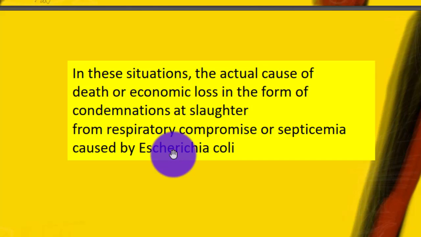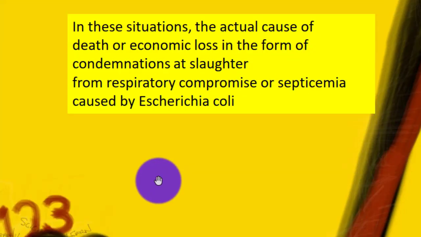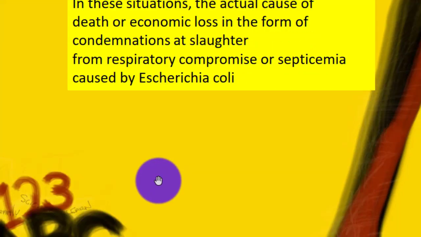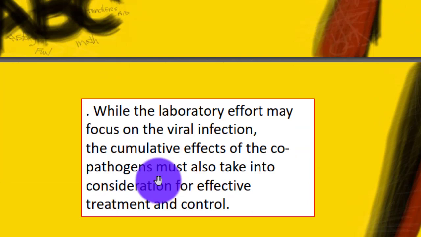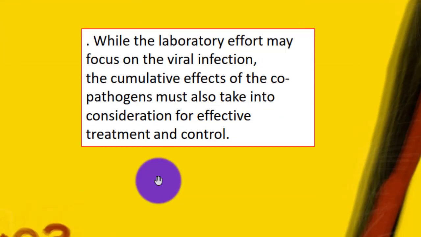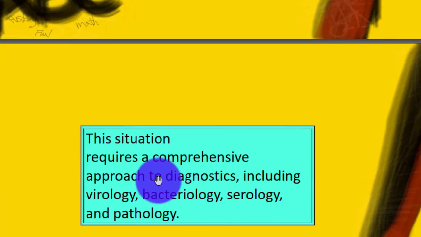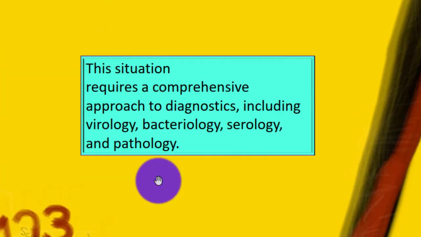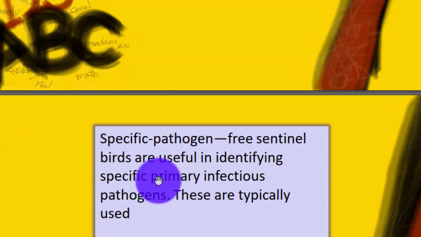In this situation, the actual cause of death or economic loss, in the form of condemnation at slaughter, may be respiratory compromise or septicemia caused by Escherichia coli. While the laboratory effort may focus on the viral infection, the cumulative effect of the co-pathogens must also be taken into consideration for effective treatment and control. This situation requires a comprehensive diagnostic approach, including virology, bacteriology, serology, and pathology.